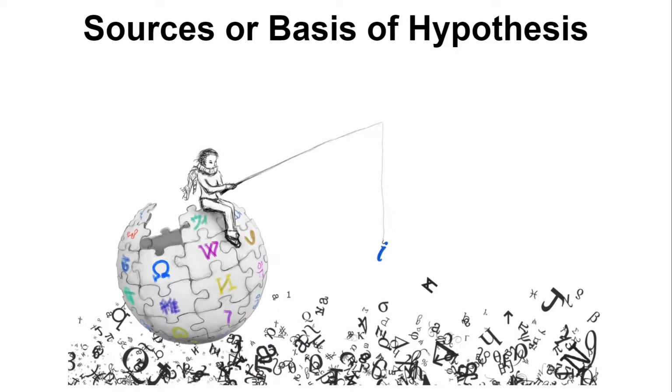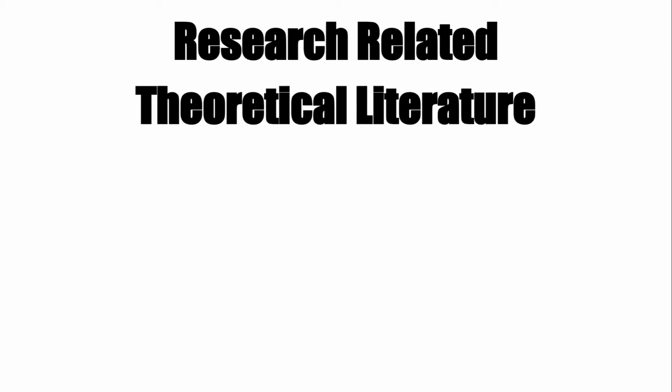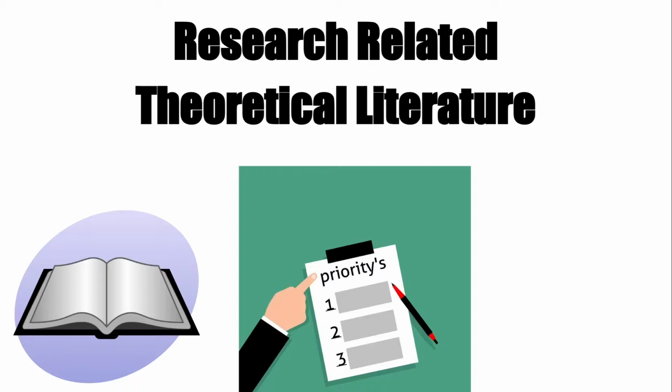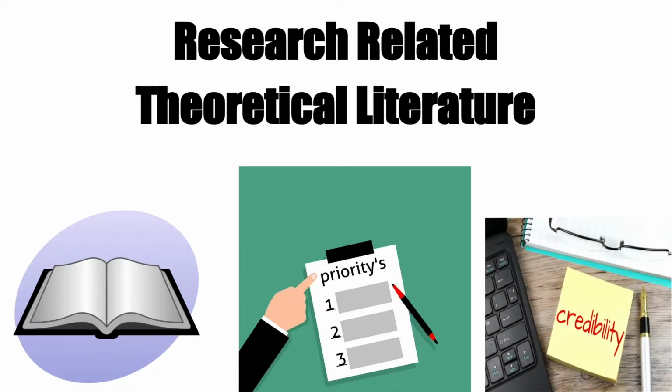The first source or base for the formulation of a good hypothesis is research related theoretical literature. The term of a good hypothesis can be understood by referring to the theoretical literature of research and books. It helps to plan the entire research process scientifically. Therefore, the researcher should study such literature before formulating a hypothesis. But while selecting such literature, the researcher should check its credibility and refer to more than one book to understand any aspect of the research.